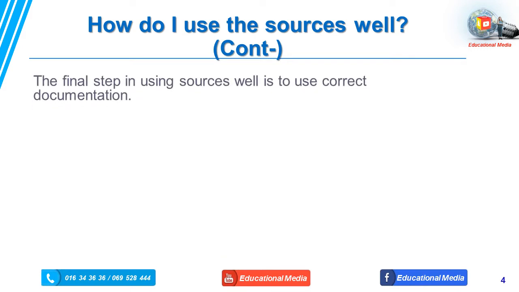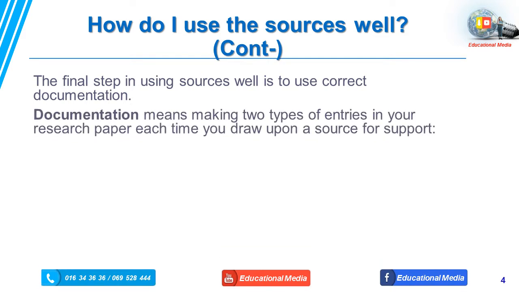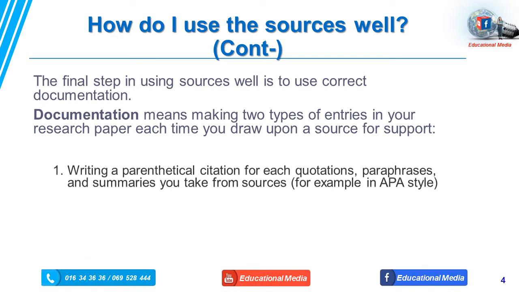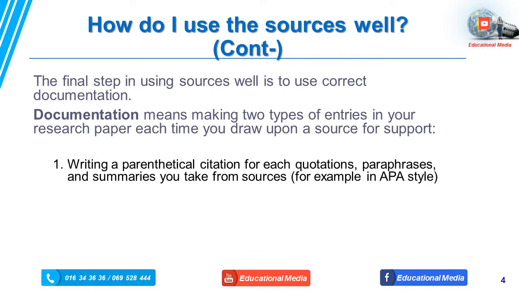Continue. The final step in using the source file is to use correct documentation. Documentation means making two types of entry in your research paper each time you draw upon a source for support. Number one, writing a parenthetical citation for each quotation, paraphrase, and summary you take from sources. All of these should be written in APA style, and we are going to study it in the next lesson or next unit.